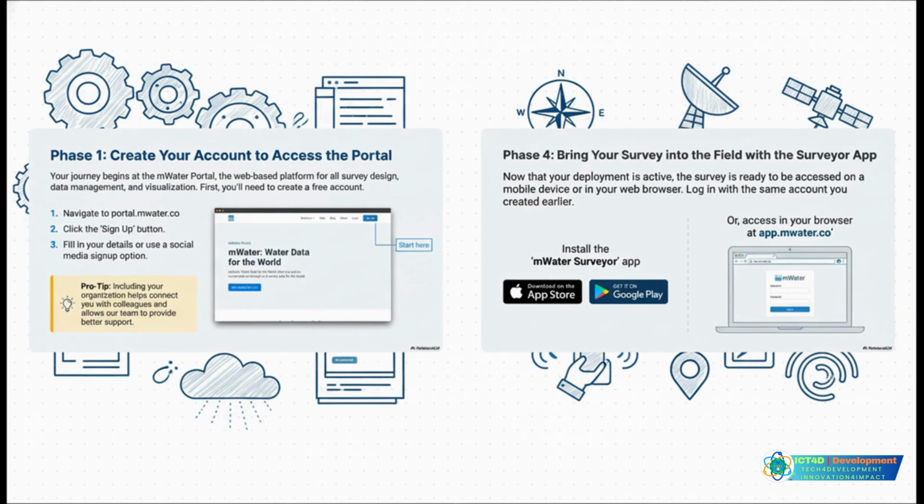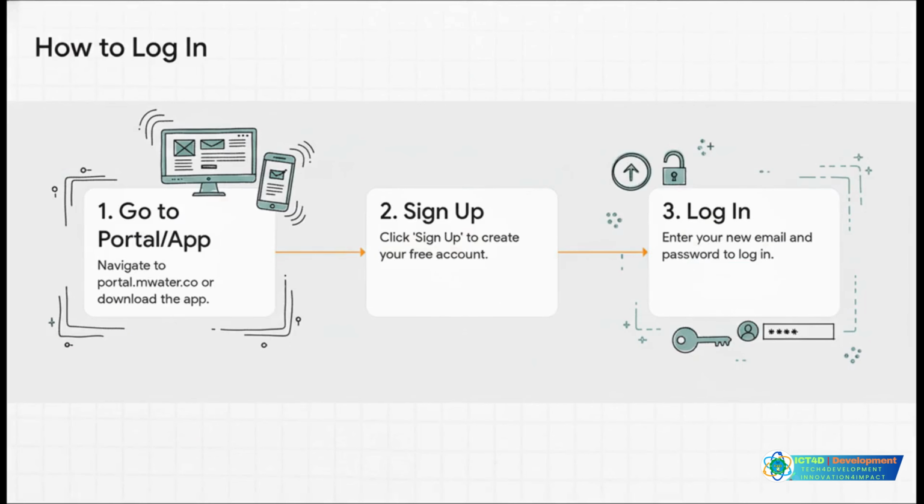And then you've got the mobile app. That's your tool for the field. It's built for one thing, collecting data quickly and reliably, even without an internet connection. You really need both of them working together to make the magic happen. So creating an account is super straightforward. You just head over to the portal or download the app, hit sign up, it's free, and then log in. Simple as that. Okay, now let's get to the really interesting part.